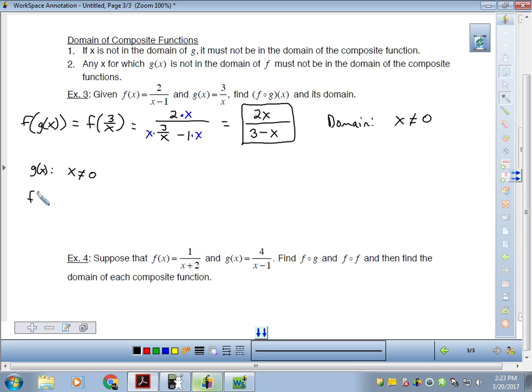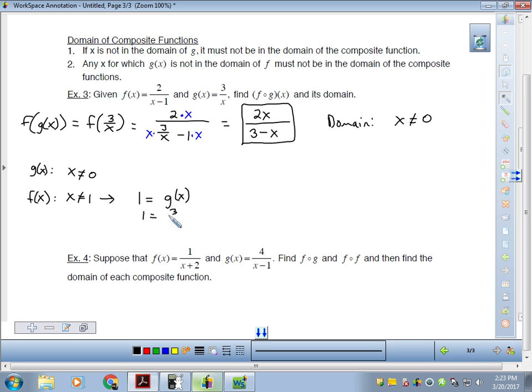Alright. The next thing is to figure out your domain restrictions for f. Look at your f function. Your f function has a restriction in the domain. X cannot be 1, because that would make it 0 on bottom. So you know x cannot be 1. Here's the thing. This is not a restriction of your composite. But this number helps you find one. Take this number and set it equal to this function. Take that number 1, set it equal to the g of x function.